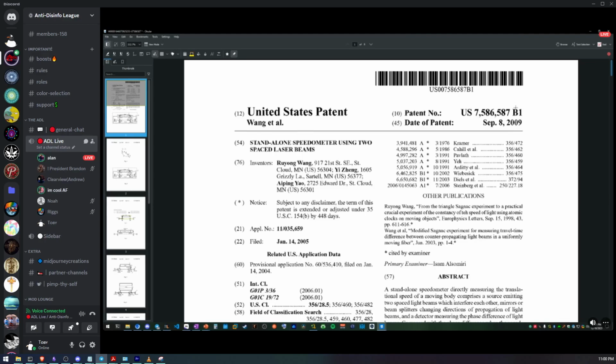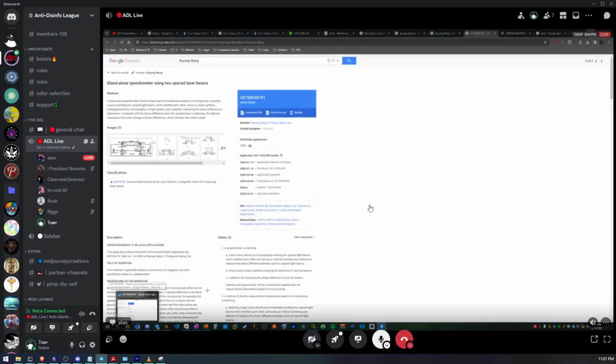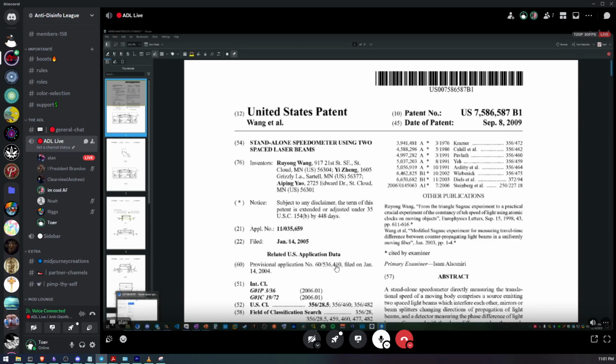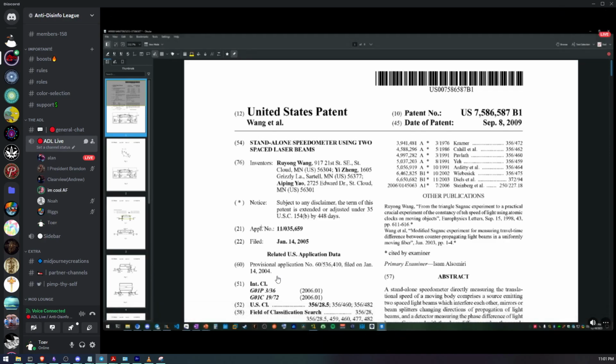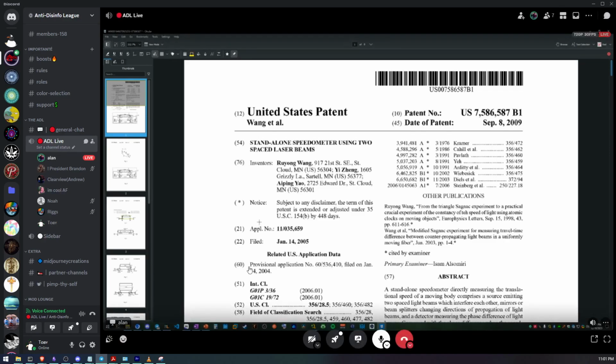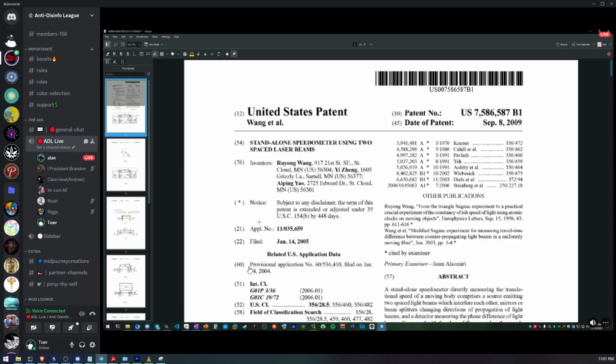Well, actually, I guess it was years later. He filed 5 years later for the patent. Oh, he filed for it and then got it. Yeah, it looks like he filed January 14th, 2005. So immediately. Actually, the provisional application was in 2004. Filed January 14th, 2004. So he jumped. Dude, he hadn't even done the second experiment yet, and he patented this.